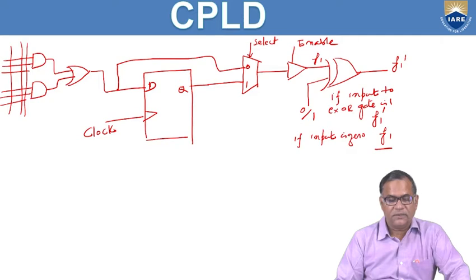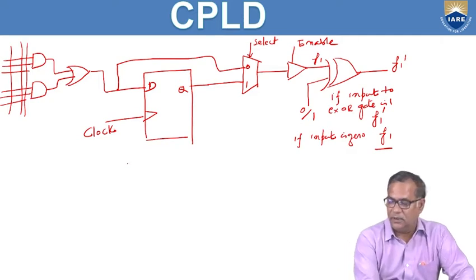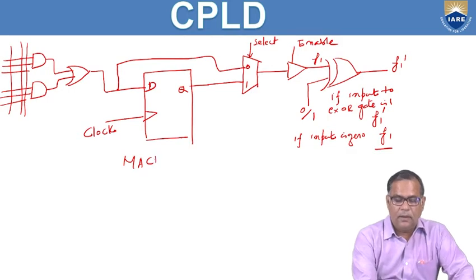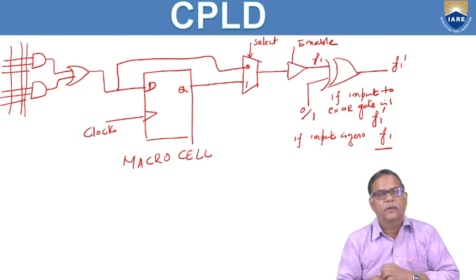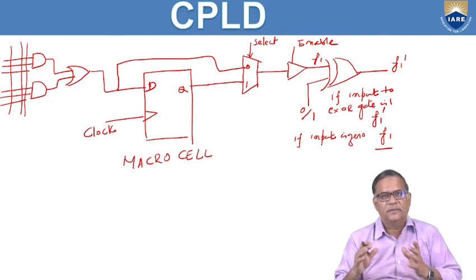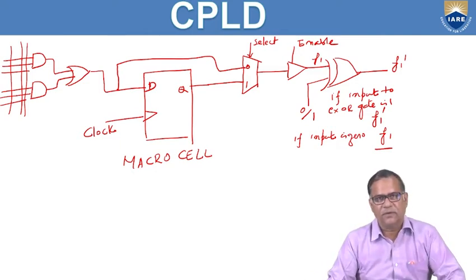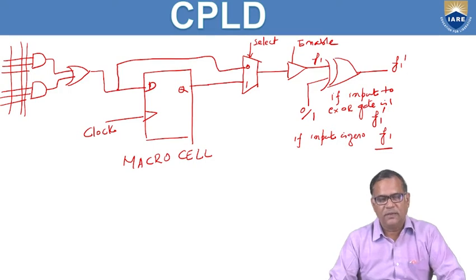So this is the typical structure of a macro cell. So each PLA contains a number of such macro cells. This macro cell facilitates the design of combinational as well as sequential functions.